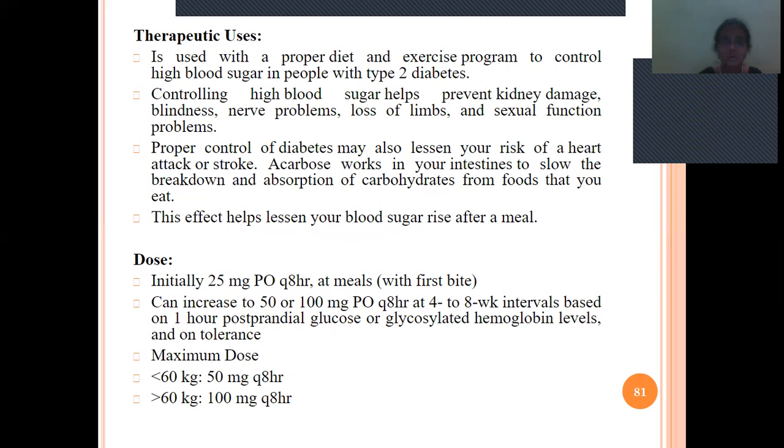And proper control of diabetes may reduce the risk of heart stroke and heart attacks, and it also slows the breakdown and absorption of carbohydrates from the food.